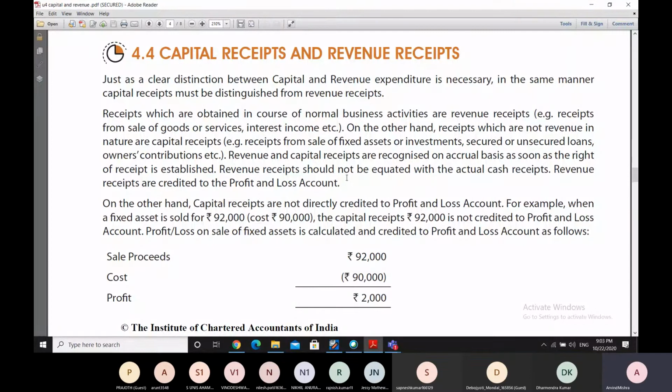Today, our topic of discussion in this webinar is capital and revenue receipts. And this is part 2 of our webinar on capital and revenue as part of the bookkeeping and accounts series. So we begin with capital receipts and revenue receipts. In the earlier webinar, we had done capital expenditure and revenue expenditure. And now we'll be covering capital receipts and revenue receipts.